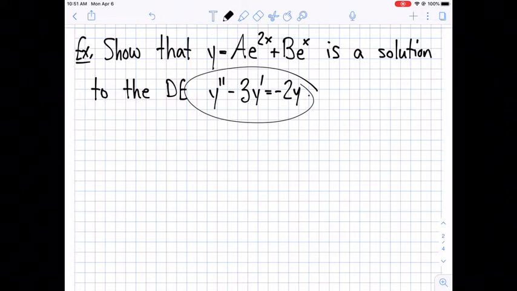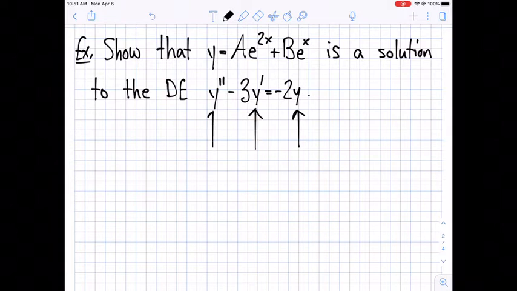So what does it mean to be a solution to a differential equation? Well, similar to our other understanding of solutions, it simply means that if I plug in here our function y, and I plug in here y prime and here y double prime, I should end up with equality in this equation. Now in order to do that, we have to figure out what is y prime and what is y double prime.